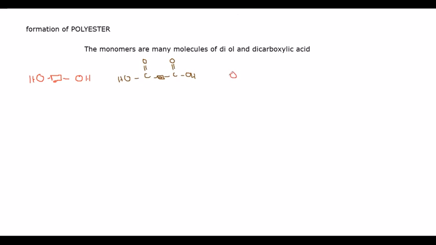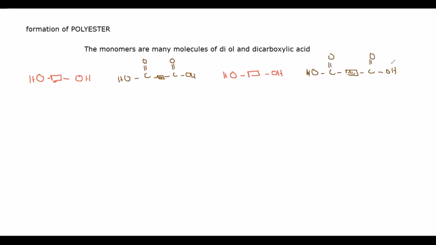In the same way, another molecule of diol and a molecule of dicarboxylic acid. So these are the monomers. How is a polymer formed?